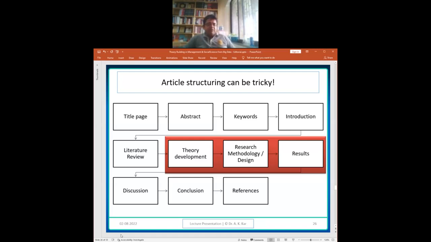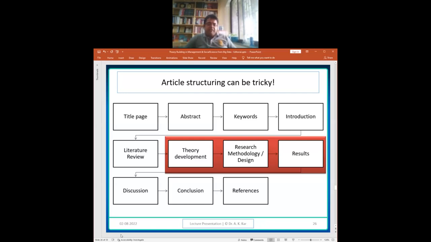So the article structuring has to be very well thought out, because it is not as straightforward as in a typical deductive research methodology, where you're collecting data from, say, a survey, or from experiments and validating a model. That is slightly different as compared to this.